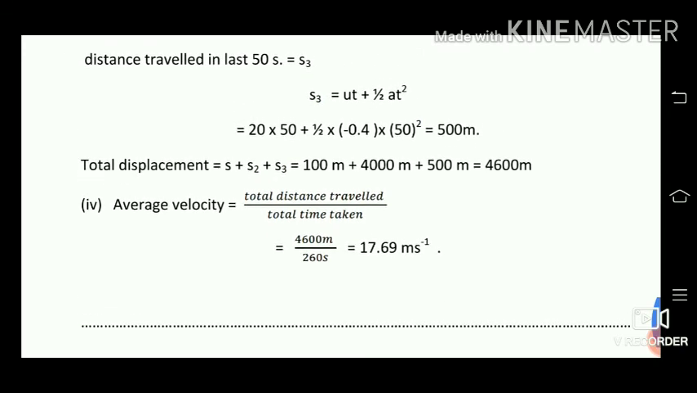Now the last part of the numerical, they are asking for the average velocity, which is equal to total distance traveled by total time taken. Total distance, we just calculated, is 4600 meter, and total time taken is first 10 seconds, then 200 seconds, and then 50 seconds. When you add these, you get the total time as 260 seconds. So when we simplify, we get the answer as 17.69 meter per second, the average velocity.